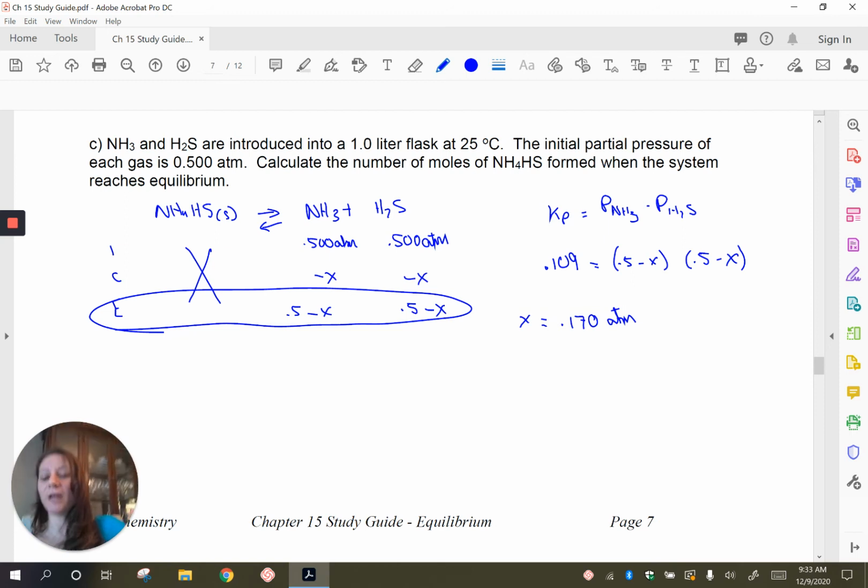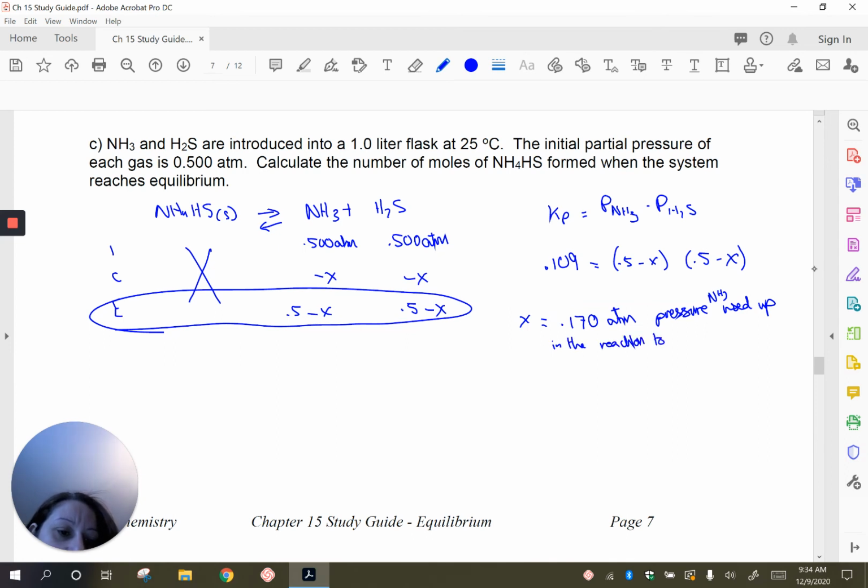What does x mean? Well, x was the change. This is how much of the ammonia or how much of the H2S was used up in order to form NH4HS. Let's write that down. So this is the pressure used up. Let's pick ammonia. Pressure of NH3 used up in the reaction to form the NH4HS.